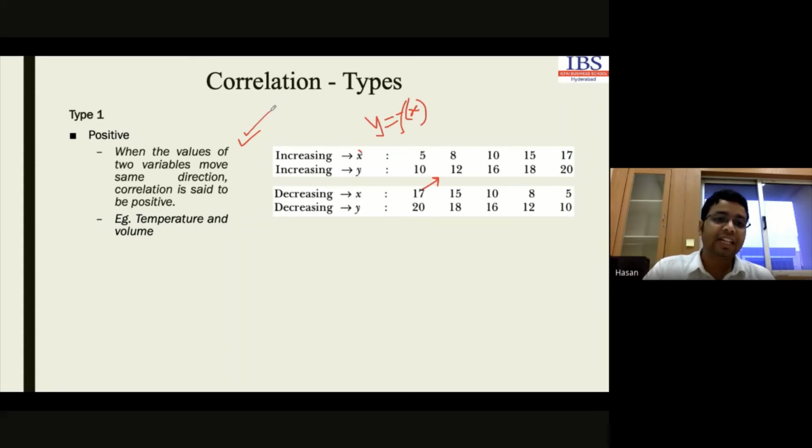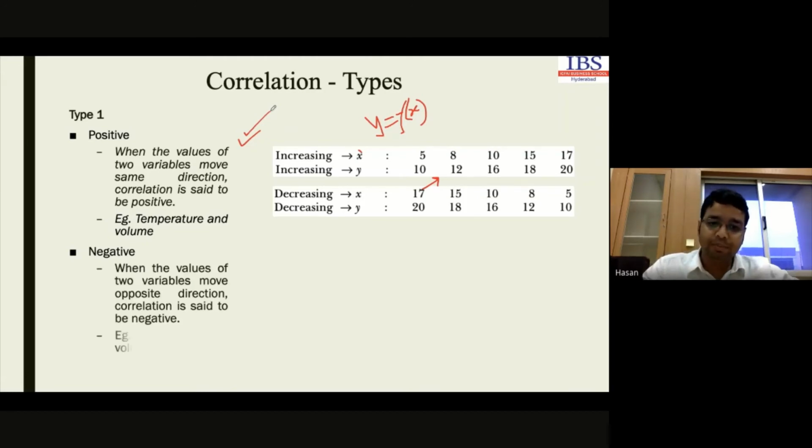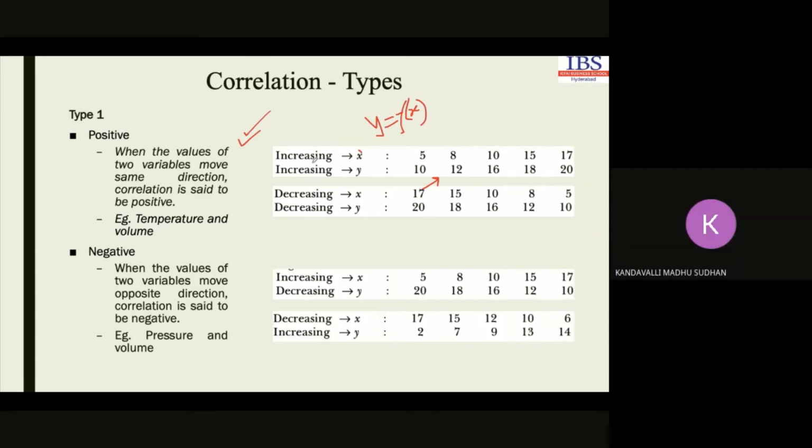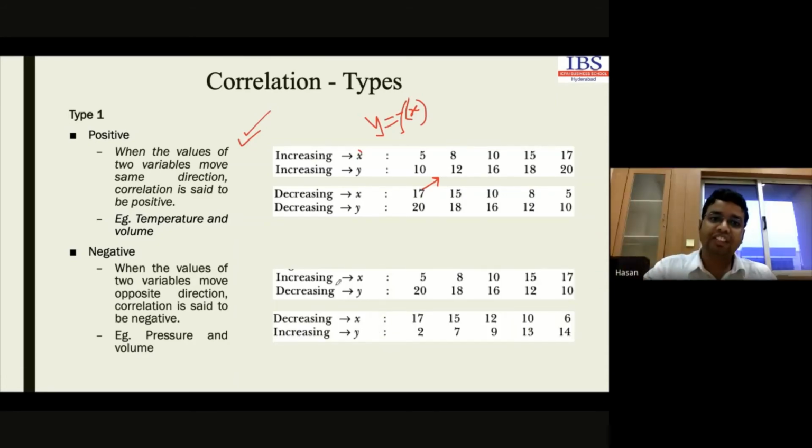So this is positive correlation. Another one is negative correlation. Negative means if we increase x, y will decrease, and vice versa, if we decrease x, y will increase. Look at this example here. It's like opposite. If one is increased, the other will decrease. Okay, this is negative relation.